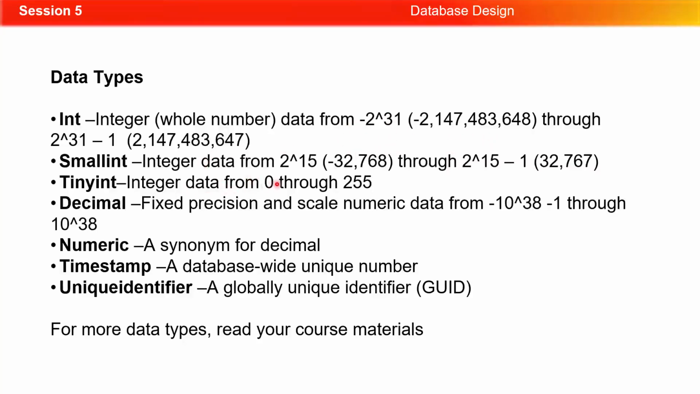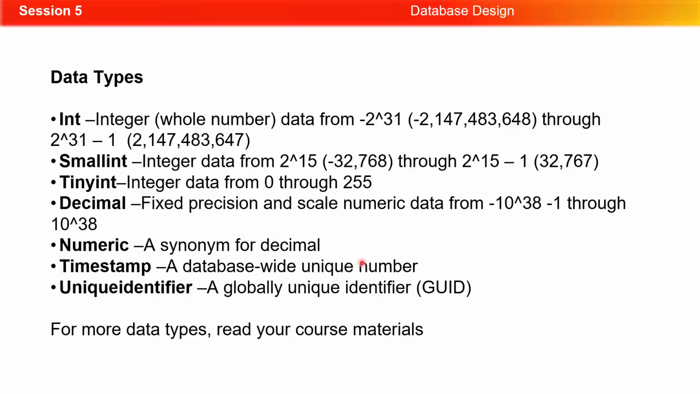And there's a tiny integer which only goes from 0 to 255. It doesn't contain negative numbers. These two, the int and the small int, allow you to use negative numbers. There's decimal. So if you need some kind of precision and you need decimals, obviously decimal. Numeric can also be a synonym for decimal.